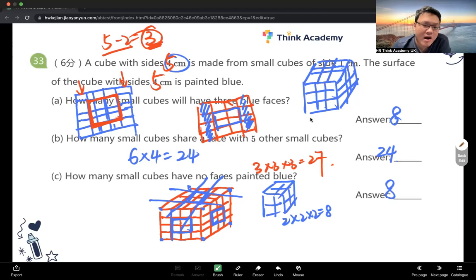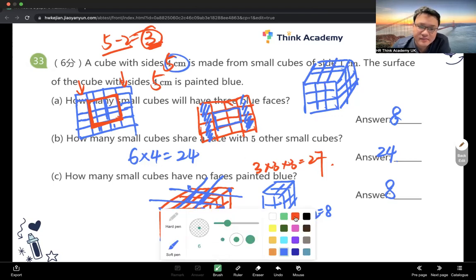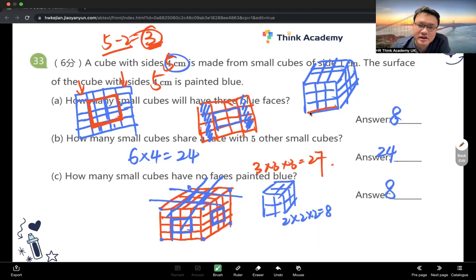And how do you get that 1? How do you get that 1, guys? The method will be, it's a 3 by 3 by 3, right? You use that 3, take away 2, and you get a 1. And that 1 will be the side length of the cube that is not painted. So it's 1 times 1 times 1. It gives you 1 cube.